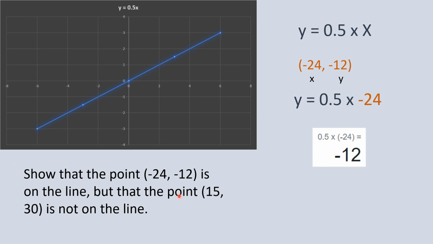And for this point, 15 and 30, you can substitute this x value right here with 15, multiply it by 0.5, and you'll get 7.5. But this coordinate shows that the y value is 30. So that means that this point is not on the line.